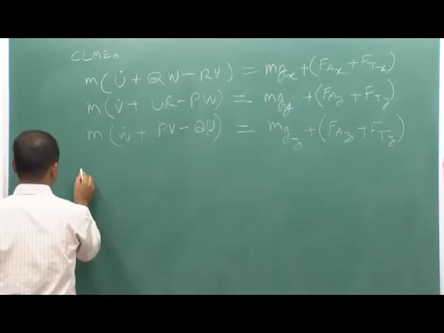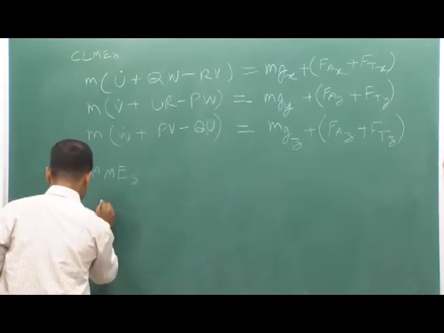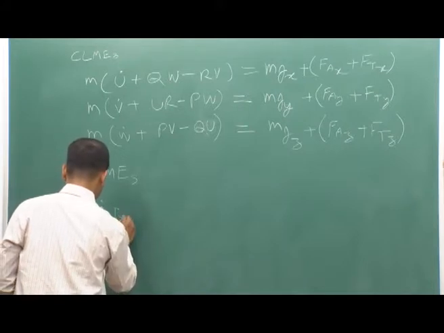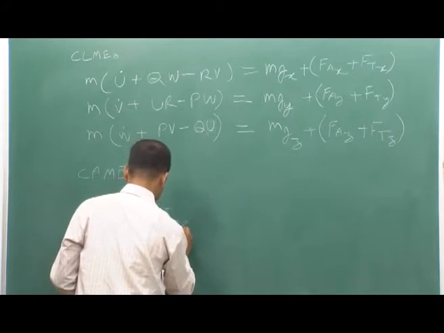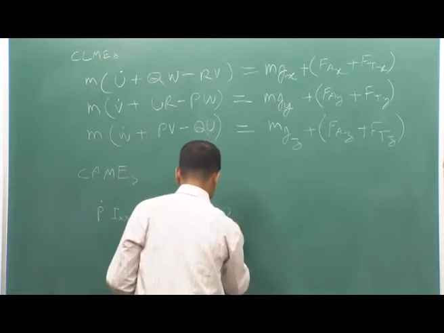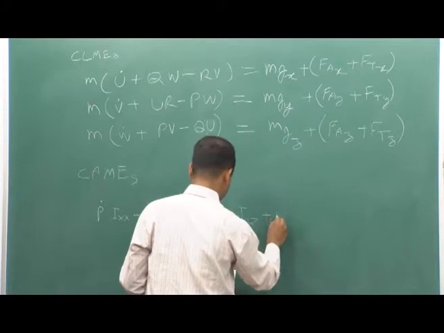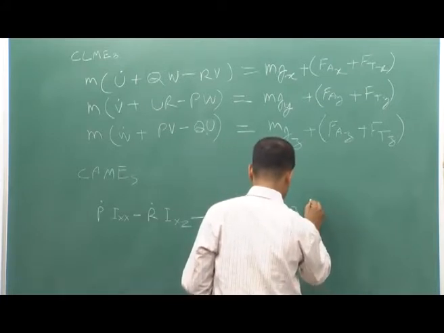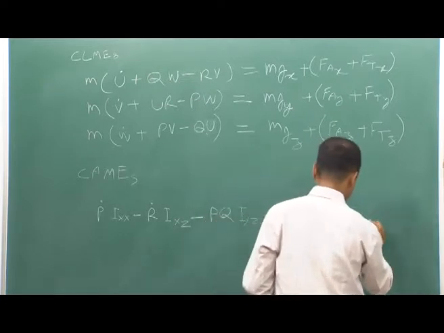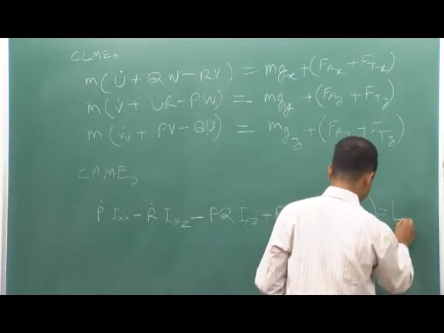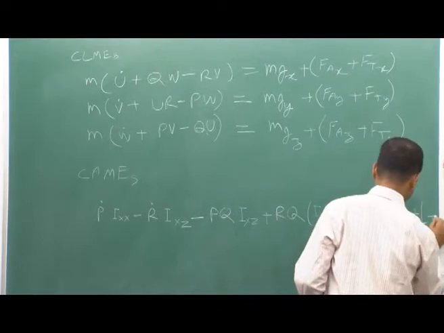And the second set of equations, the conservation of angular momentum equations, and these were p dot I x x minus r dot I x z minus p q I x z plus r q I z z minus I y y, equal to the rolling moment due to the aerodynamic force and rolling moment due to the thrust, L A plus L T.